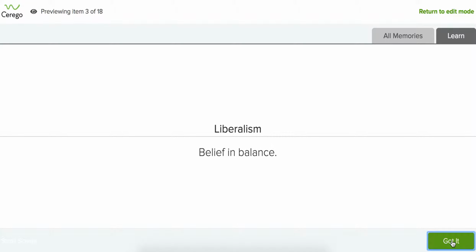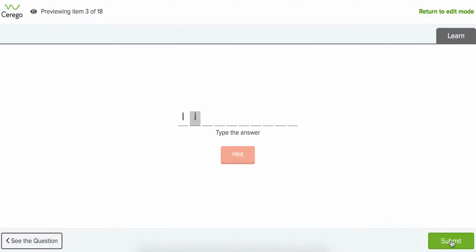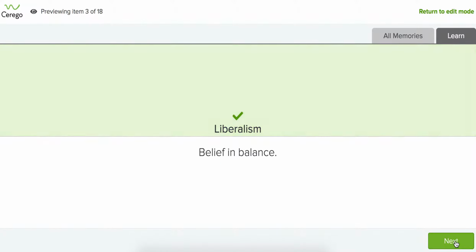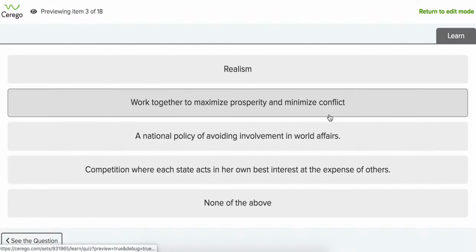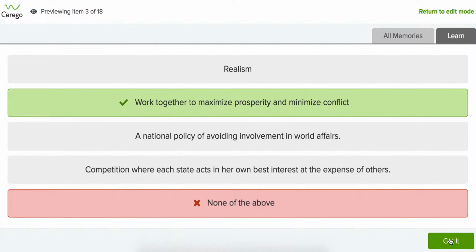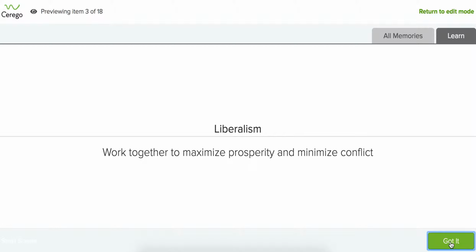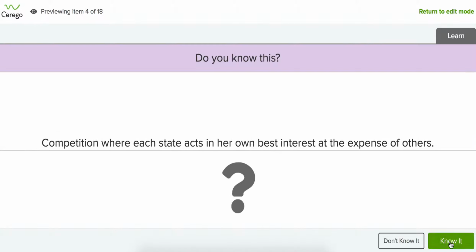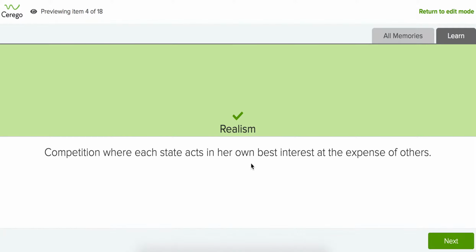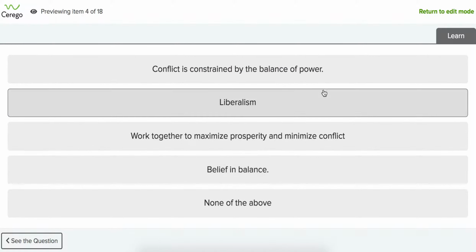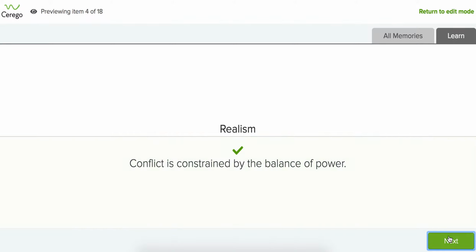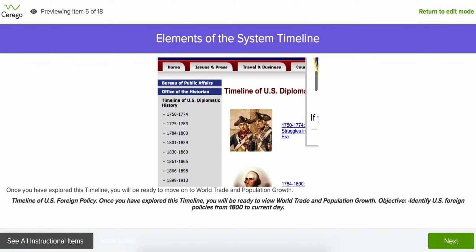And it asks a couple questions. Do you know what it is? Hopefully. Liberalism again was... and then here's the timeline that they can then look at.